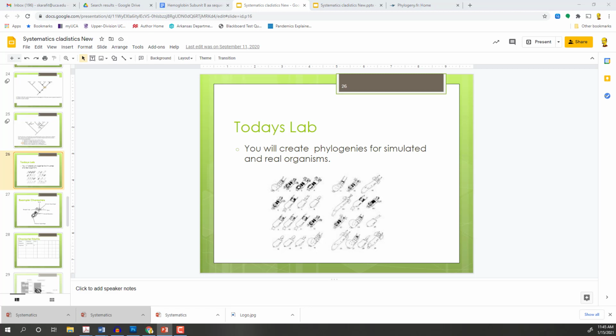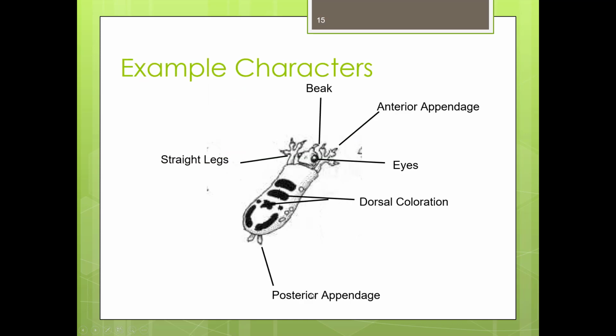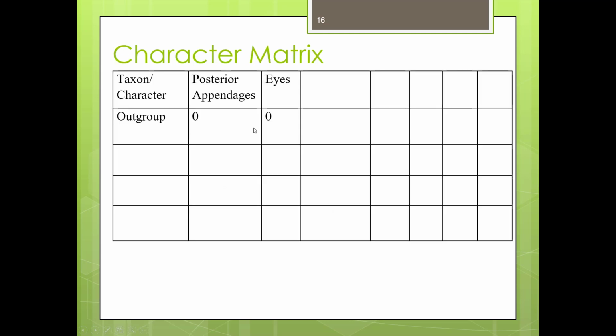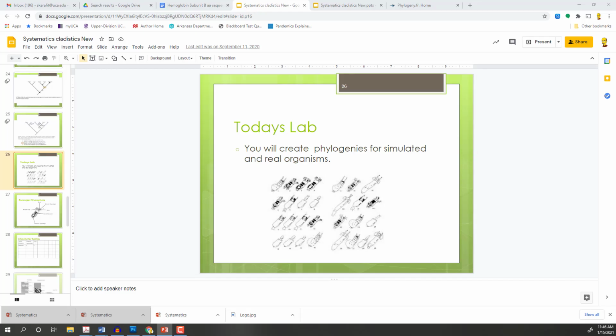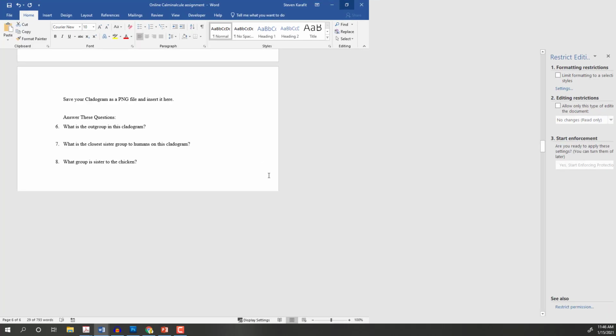Okay, so in today's lab, the first thing you're going to do is look at some imaginary organisms called caminacules, and fill out a data matrix for the living species. And then after you've put the living species on a cladogram, you're going to put fossil organisms on the cladogram as well. So I will walk you through that real quickly here. I know this is a long pre-lab video, but it just has to be that way. All right. So you'll have a worksheet that looks something like this.